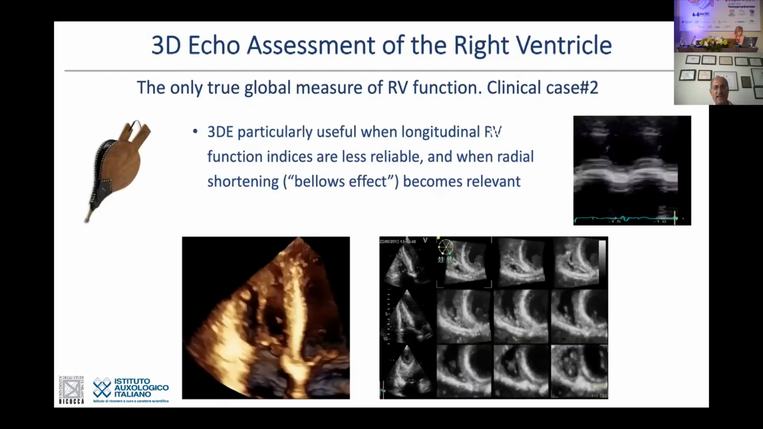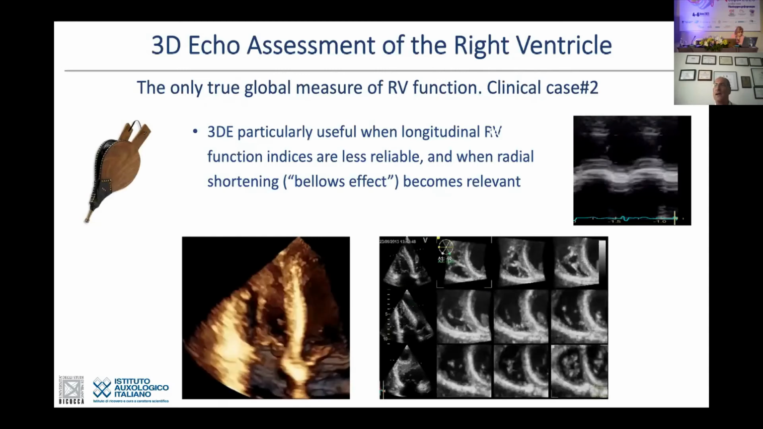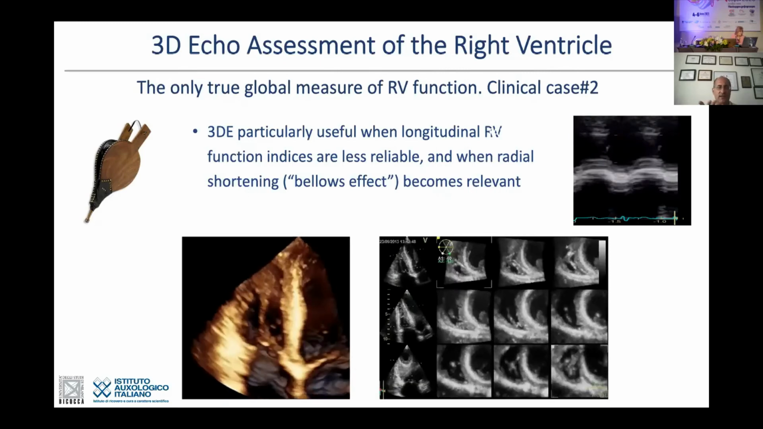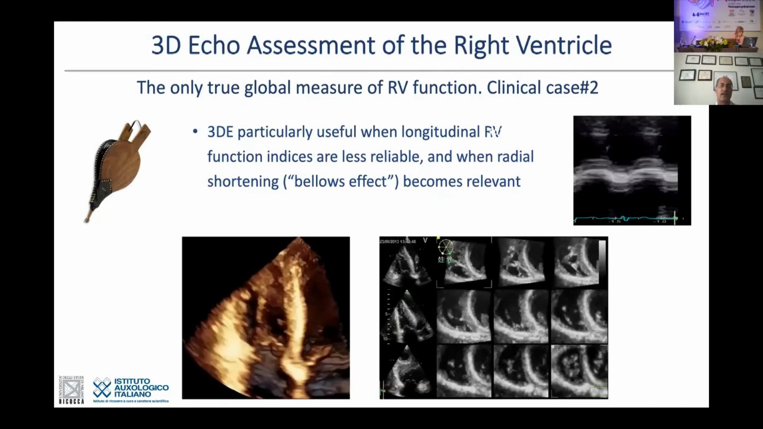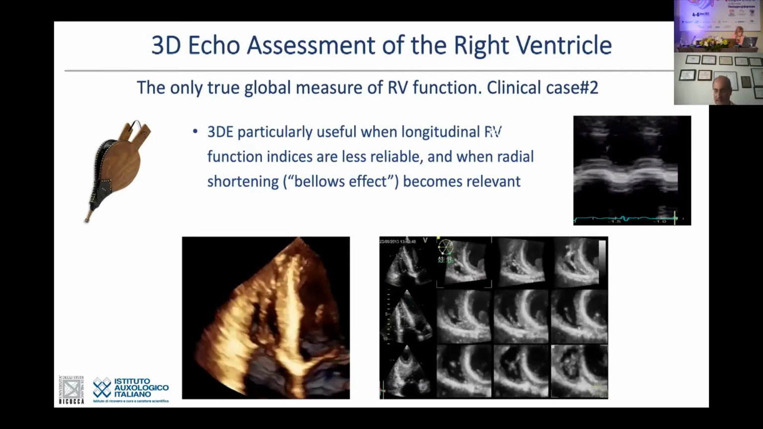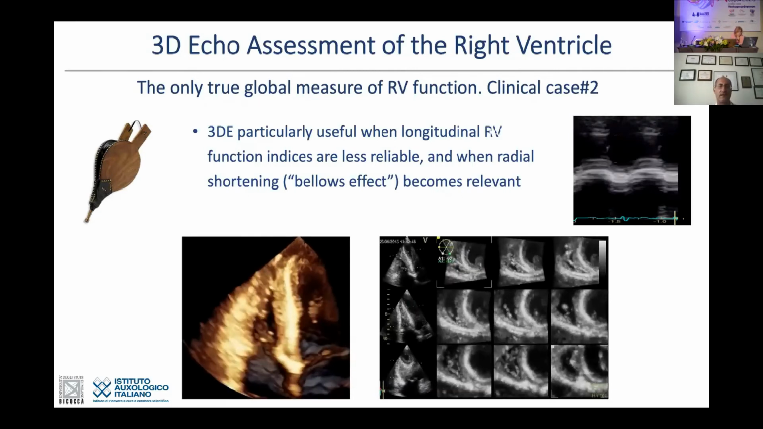And this explains the fact that the function of the right ventricle is much more complex than just the motion of the tricuspid annulus plane towards the apex of the ventricle.